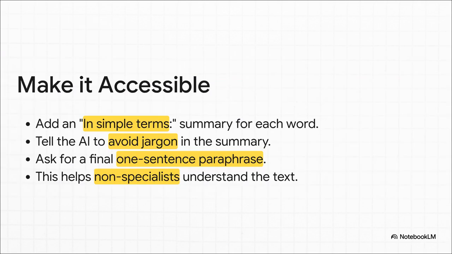But hang on, what if you're not a Greek scholar? No problem. This is where you can get really clever. You can actually customize the prompt by adding what you could call an accessibility add-on. You just add a new rule, like, for every word, give me an in simple terms summary. You can even tell it to cut out all the jargon and give you a one-sentence takeaway in plain English. This little trick makes it useful for literally anyone.